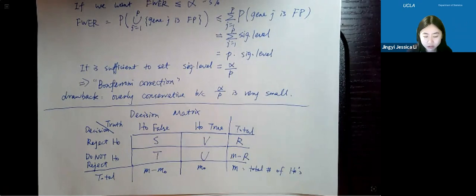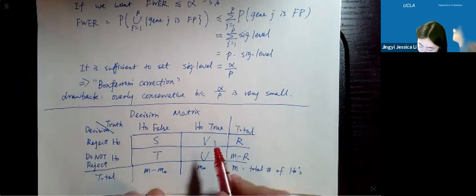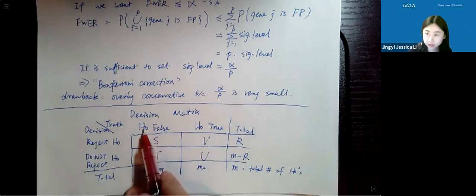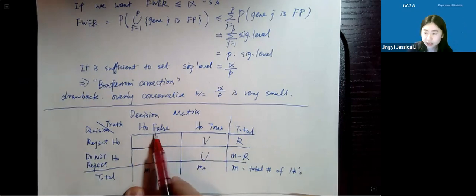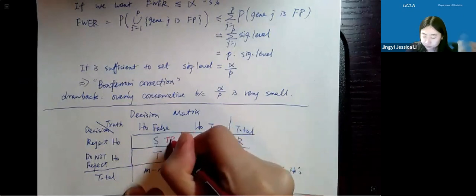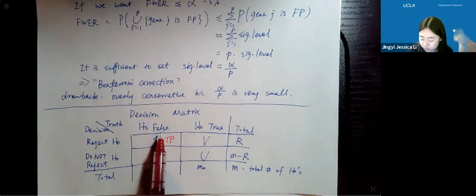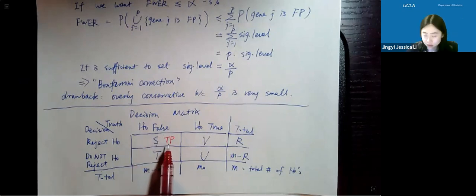So in our notation here, if the null hypothesis is false, which means that the gene is truly DE, and we reject it, then that's good. This is what we call true positive. Positive means we reject it. And if it's a correct rejection, we call it true positive.